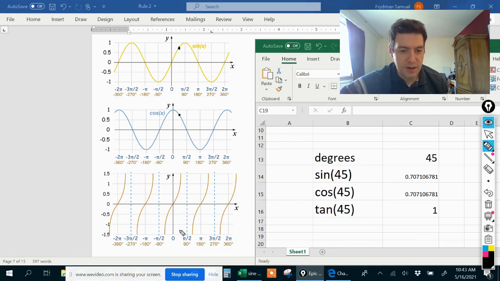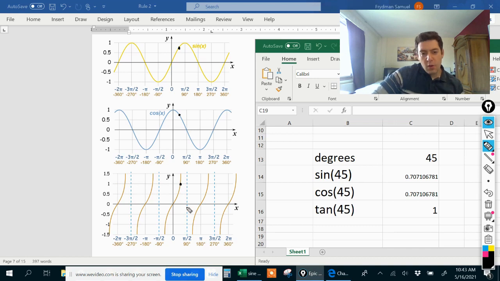So you can see on the tangent graph here that the tangent of 45 degrees is 1. Now I'm just going to stay in this area for right now. What happens if we increase the angle measure by a little bit?